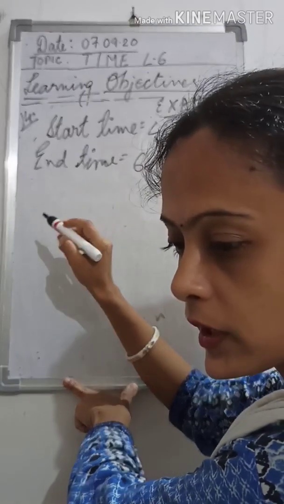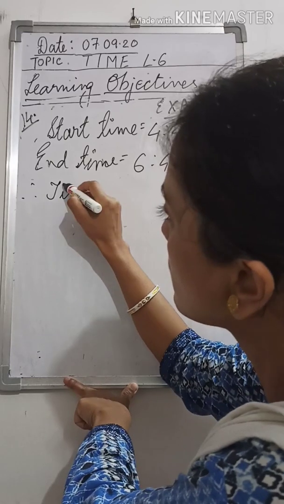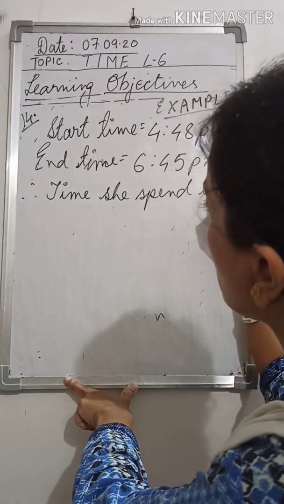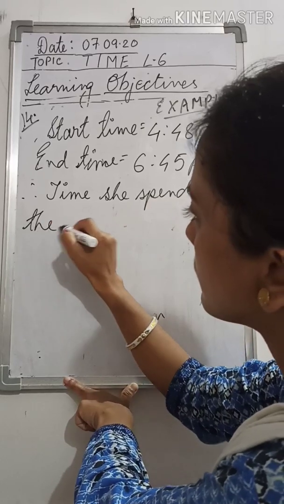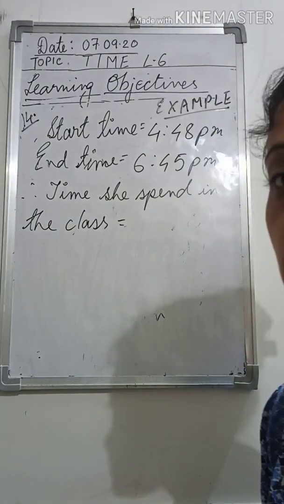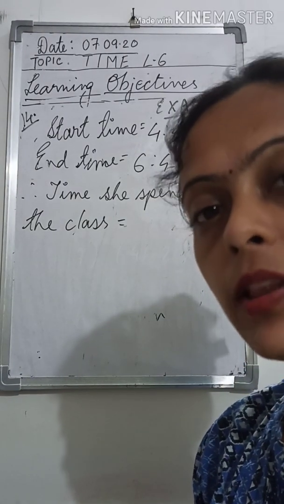So you are asked to find the time she spent in the class. Since this is a word problem, you have to write the statement: time she spent in the class. We know that means you are asked to find the time duration. So time duration, how do you find it out? By subtracting the start time from the end time.